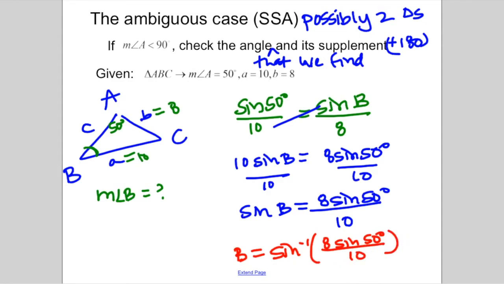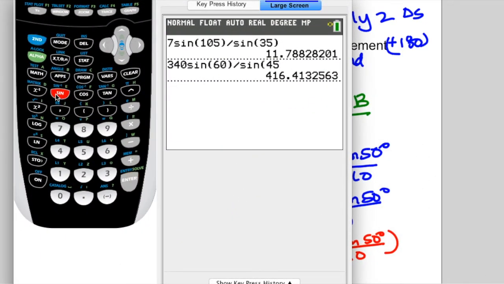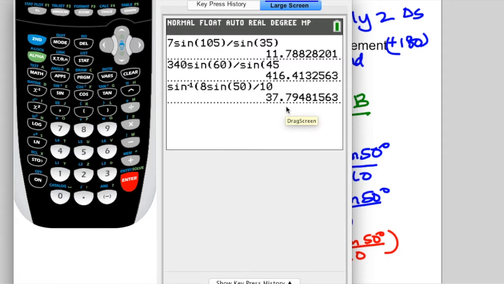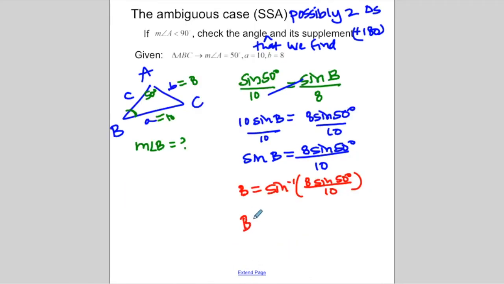So I really need you to type this one in just to make sure we're all on the same page. So we have sine inverse. We're in degree mode, so we already know that. Sine inverse of 8 sine of 50 divided by 10. There it is. Here's my sine value. So it is 37.795. That's my angle. So B is equal to 37.795 degrees. Okay, so there's my angle B.